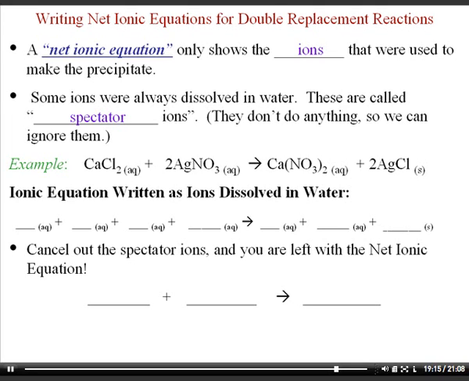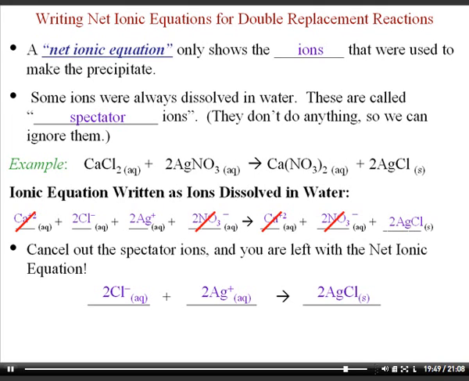So let's take a look at this example. Everything that's aqueous is composed of ions. So we have calcium ions, and we have a couple chloride ions, we have a couple silver ions, we have 2 nitrate ions, and then on the right side of the equation we still have calcium ions, we still have 2 nitrate ions, but now we have a solid precipitate, the silver chloride. So there are some ions that stayed aqueous on the left and they're aqueous on the right. So those are the spectator ions, and we don't really need to show them because they're not doing anything. So we can cancel them out, and what you're left with is what we call the net ionic equation. It only shows the ions that make the precipitate.